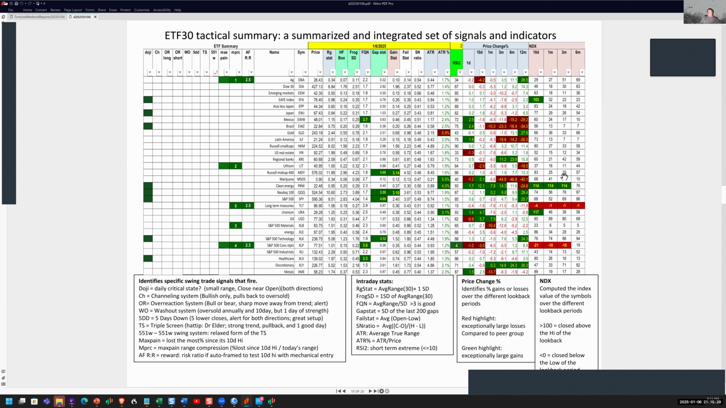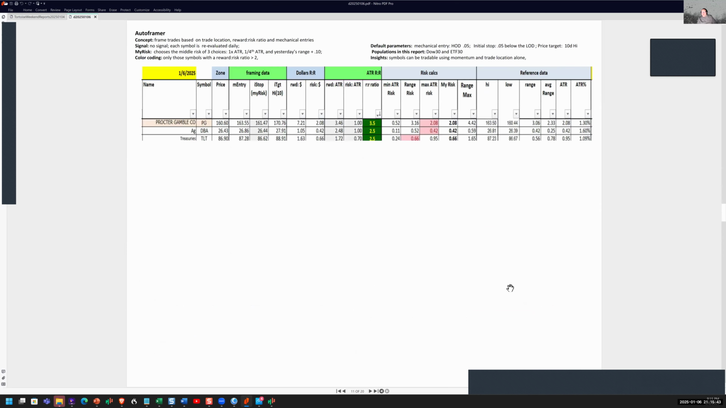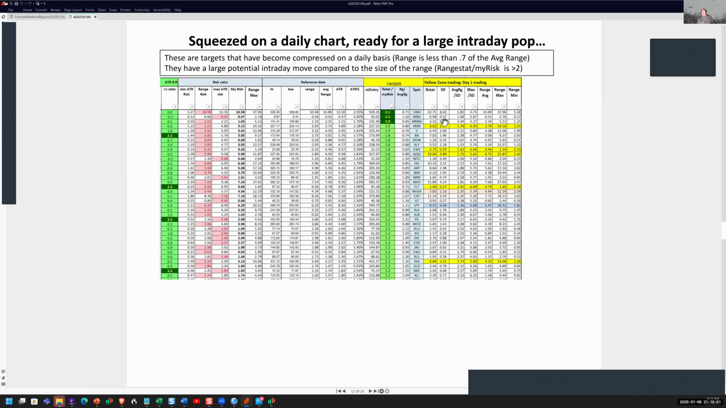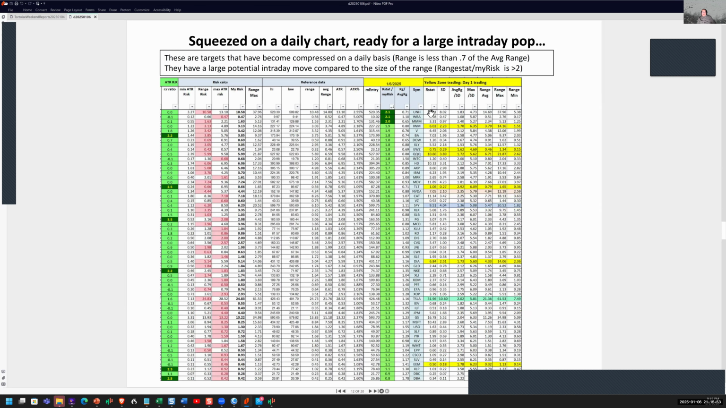In the ETFs, you had nice strong move in clean energy and uranium, but longer term weakness in treasuries and XLP consumer staples. That's a flight towards growth, actually. Just a handful of symbols better than 2-to-1 on the auto framer, and only 3 in the daily squeeze.